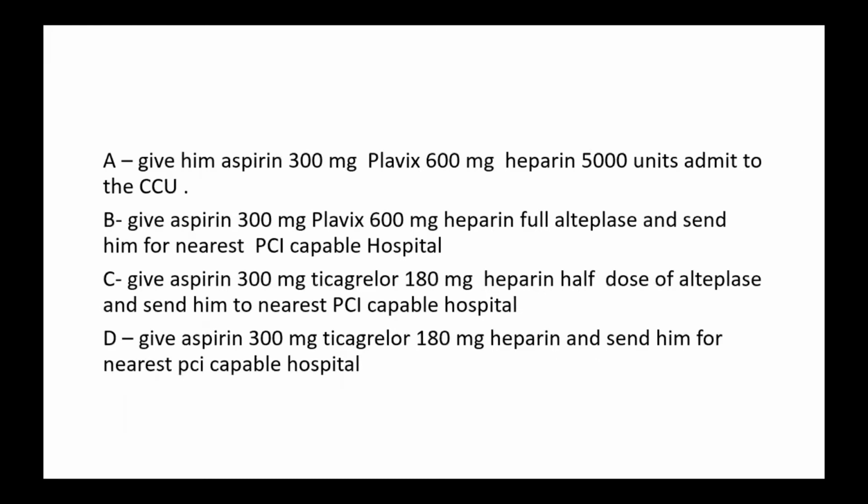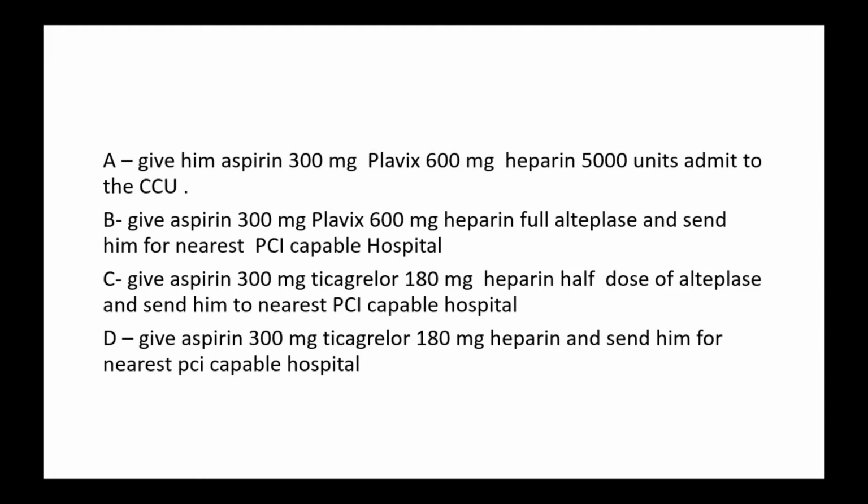Door to door or door to balloon? Sorry. Okay. What are the options? Okay, this is an option: to give him aspirin 300 milligram, Plavix 600, heparin 500, admit to CCU; or to give aspirin 300, Plavix 600, full alteplase and send him to the nearest PCI capable hospital; or to give him aspirin 300, Ticagrelor 180, heparin half dose and alteplase and send him to the nearest PCI capable hospital; or to give aspirin 300, ticagrelor 180, heparin and send him to the nearest PCI capable hospital.